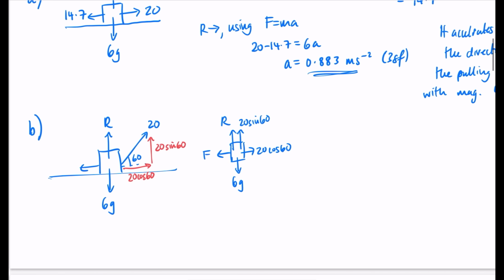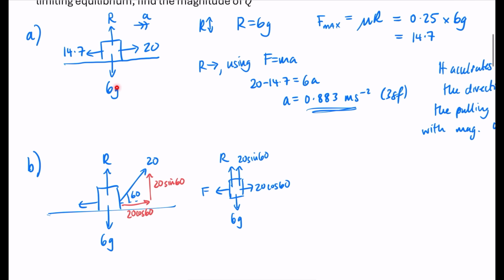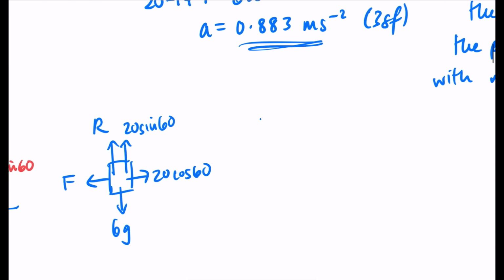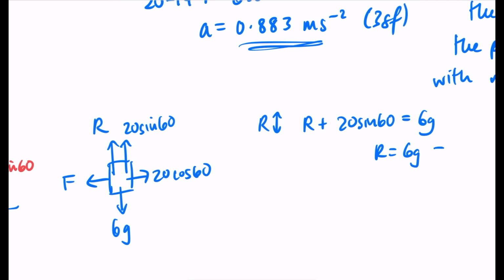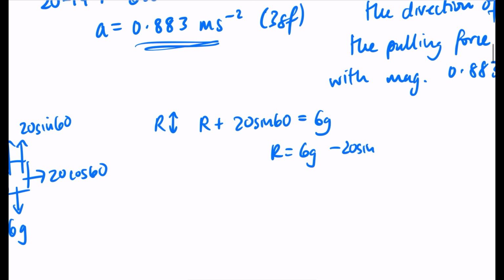Now, interestingly, people often just think, oh, the value of R is always just the weight. But now I'm showing you the value of R is not just going to be equal to the weight because of this bit that we've got here. So when I do the resolving in the up and down direction, the R plus the 20 sine 60 is going to be equal to the 6G, which means that R is 6G minus 20 sine 60. So that's 6 times 9.8 minus 20 sine 60. And I get 41.4794, and so on, like this.